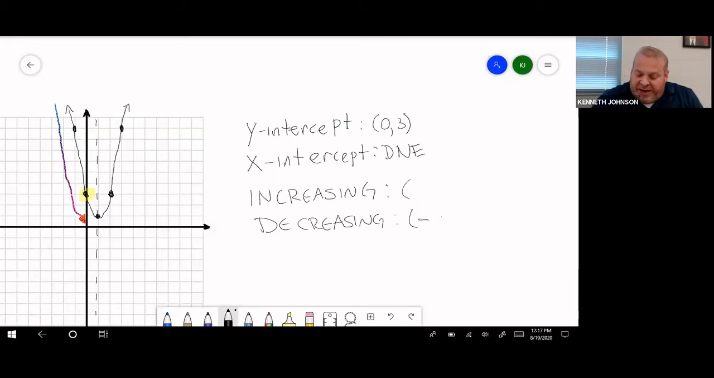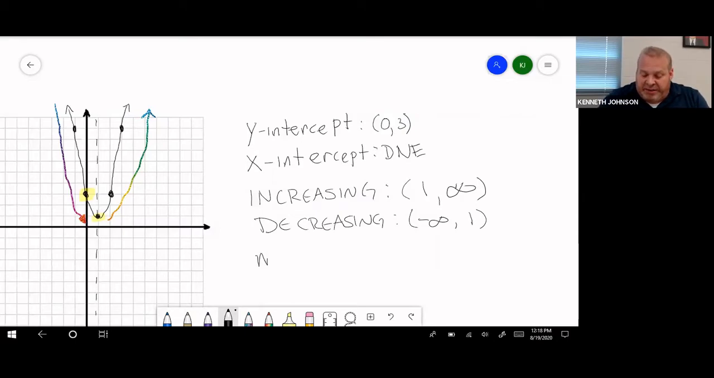So it starts way, way off. So I'm going to say it's decreasing from negative infinity all the way until it hits the vertex. Because at the vertex, now all of a sudden, this function starts going up. So I'm going to say it's decreasing from negative infinity all the way until x equals 1. And I'm going to say it's increasing from 1 all the way, and it goes on forever and ever, so infinity.